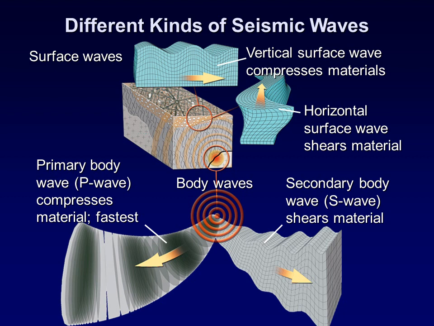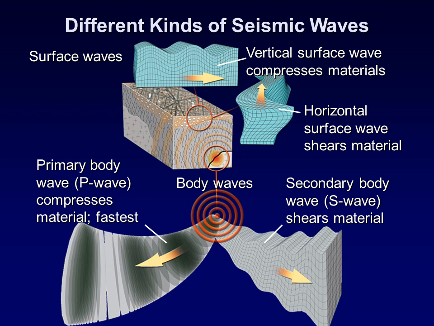So again, the P wave is the primary wave. This is a compressional wave. It compresses in the same direction as the wave propagates. It can travel through solid and liquid and is the fastest seismic wave. The primary wave is the fastest seismic wave. That's why it's primary. It arrives first.